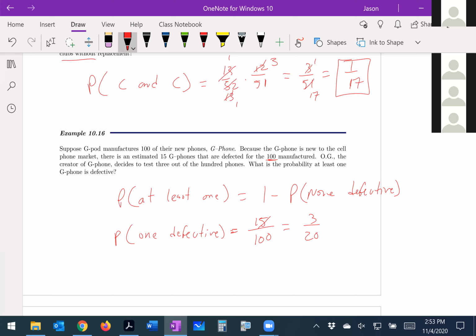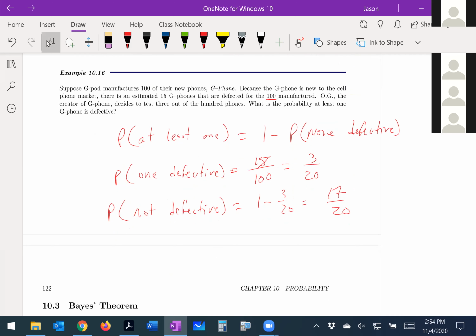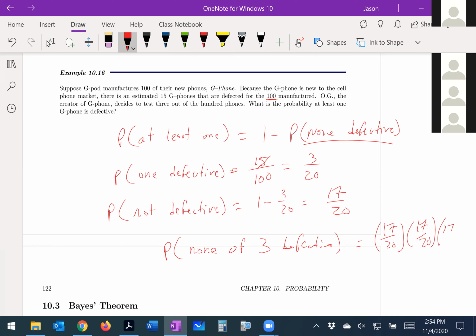Okay. What's the probability of it not being defective? Yeah, thank you, Lainey. It's 17 over 20. It's 1 minus 3 over 20, which is 17 over 20. Exactly. And so if that's the probability of 1 not being defective, what's the probability that none of the 3 are defective? Well, I'd have to say the probability of none of 3 defective is equal to 17 over 20 times 17 over 20 times 17 over 20. Okay, and that's going to be some sort of huge number.